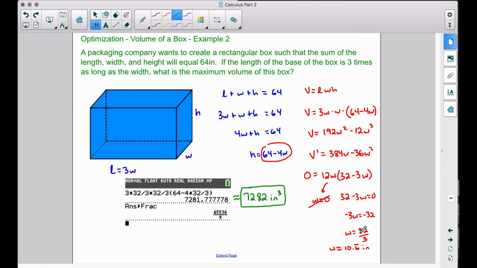And substituting 32 over 3 into W here, that's exactly what I've done in the calculator. 3 times W times 64 minus 4W, and that's exactly that formula right there. And if we round this off to the nearest cubic inch, we get 7,282 cubic inches. Simplifying that fraction, you have that right there. Just make sure you round or leave your answer as you are asked to do so in the problem.